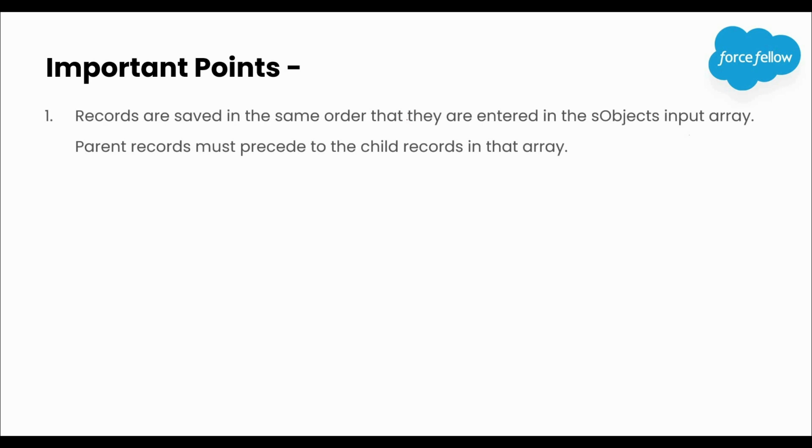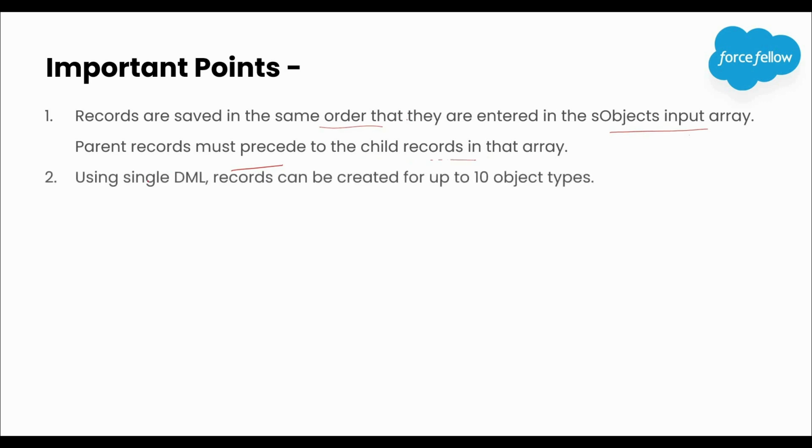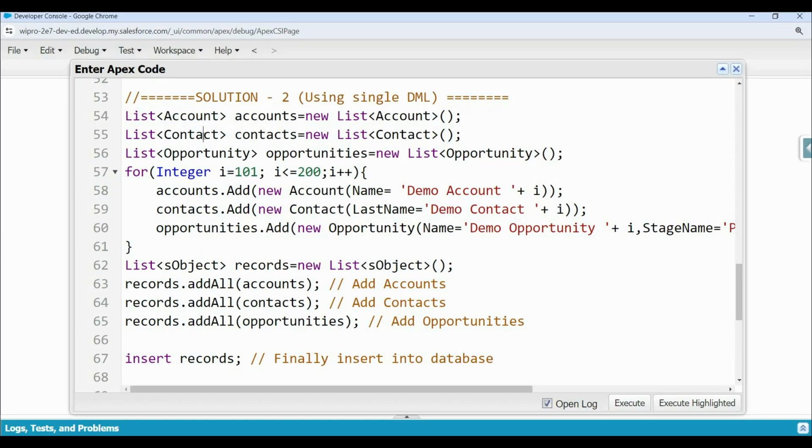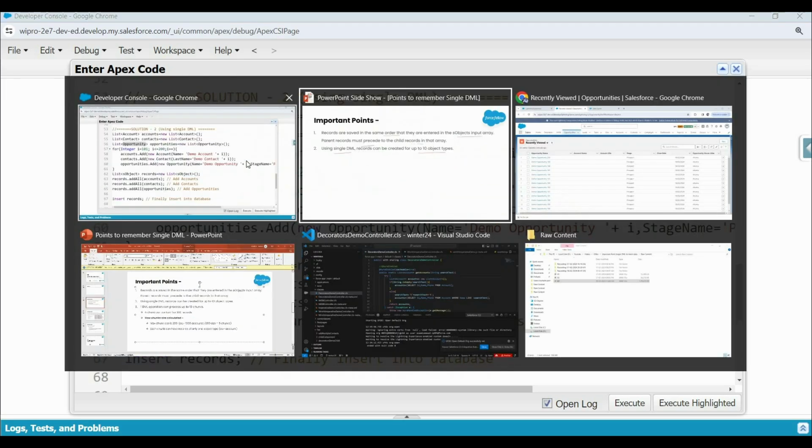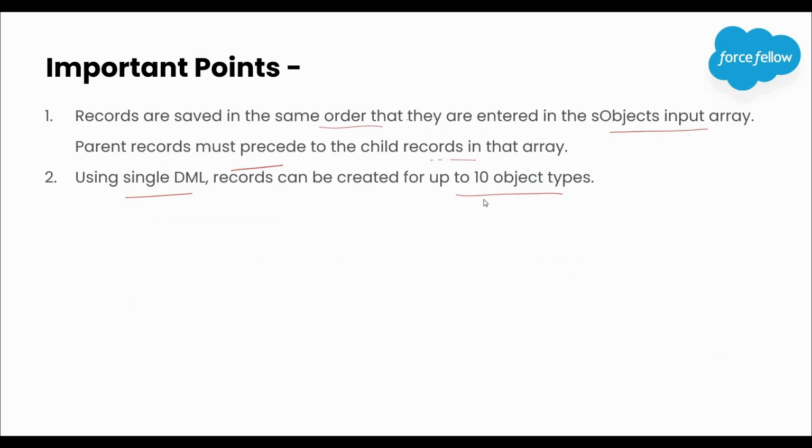So let's see them one by one, where the first one says records are saved in the same order that they are entered in the sObjects input array. So if you are inserting new records that have a parent-child relationship, then parent records must precede the child records in that array. Okay. The next one says using a single DML statement, records can be created for up to 10 object types. Using a single DML, we can insert records for multiple object types, like here we are inserting for account, contact and opportunity. But here in Salesforce, we have a max limit of 10. It means you can only save records for up to 10 different object types.